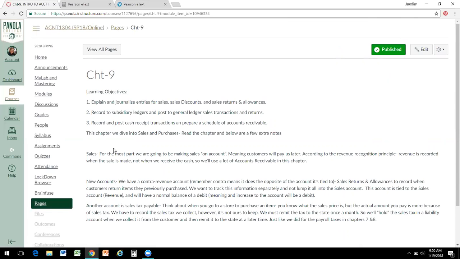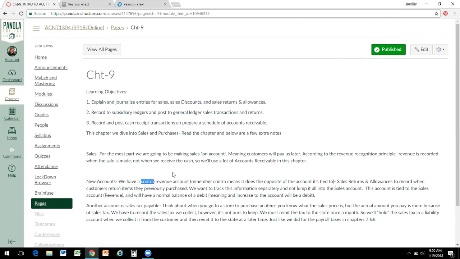Like I said, we're talking about sales. So we are going to have some new accounts that we're learning. And I don't know if you remember this magical word from last semester. Some people loved it. Some people hated it. Some were neutral, but contra. Contra accounts mean they do the opposite. So we can have a contra revenue account. We can have a contra asset account.